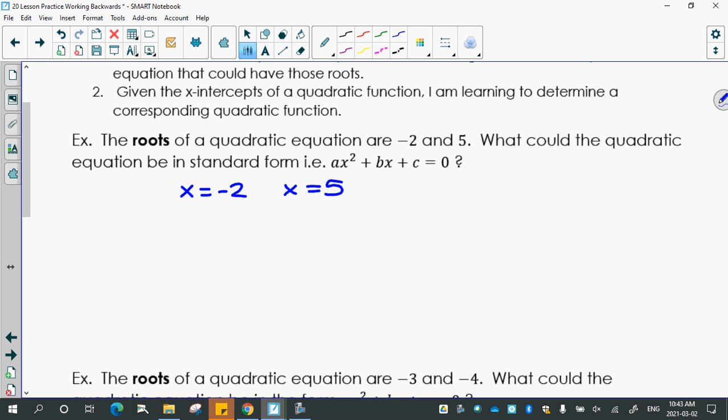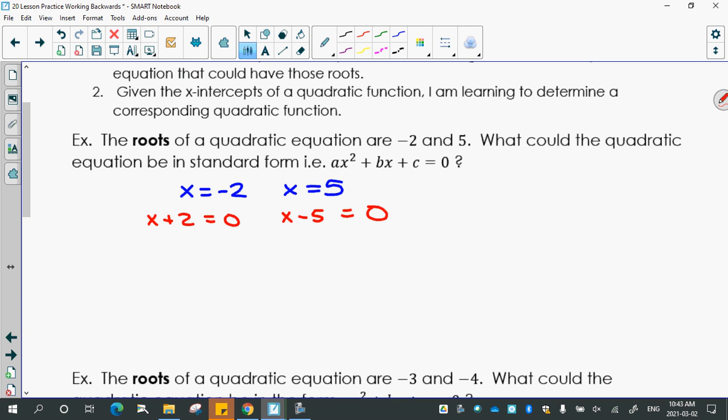Yeah, it's just not x plus 2 and x minus 5. Yes. So we would have subtracted 2 on both sides. So our step before this would have looked like x plus 2 equals 0. Do you agree with that? And x minus 5 equals 0. That would have been the step before.